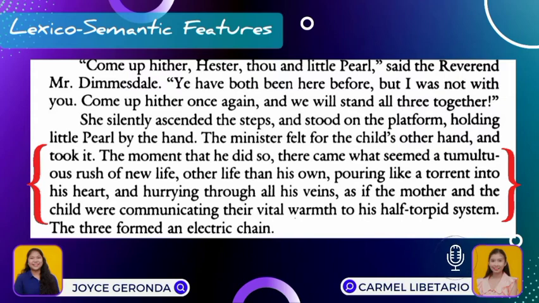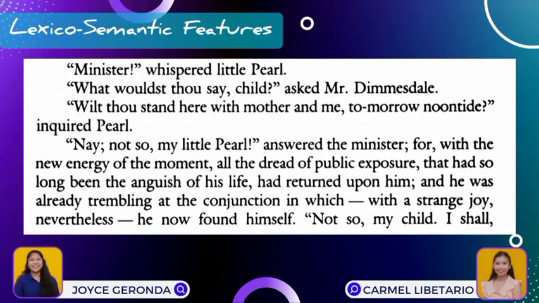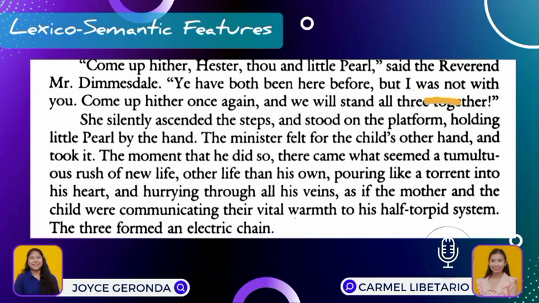To continue, still in sentence 6, the words "half-torpid system" is also an imagery that connotes a dying body or soul. The minister's answers to Pearl's inquiries, "one another day" and "another time," connote a time in the future that is beyond our world today, such as the judgment day in the court of heaven. Lastly, the platform in this passage refers to the town scaffold where Hester was publicly examined. It's a symbolism of judgment, condemnation, shame, guilt, and sin.